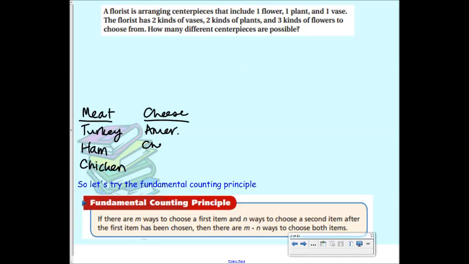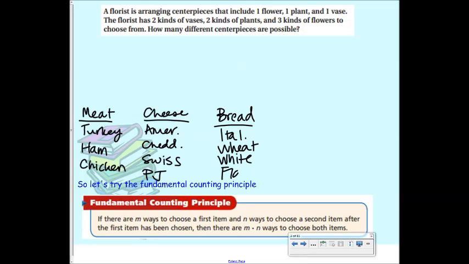cheddar, Swiss, and pepper jack. All right, and then bread. I know this isn't in the right order, but bread, Italian, wheat, white, flat, and that's okay. Doesn't matter. Let's pretend that this Subway only has 3 meats available. All right, so we're going to stop right here.